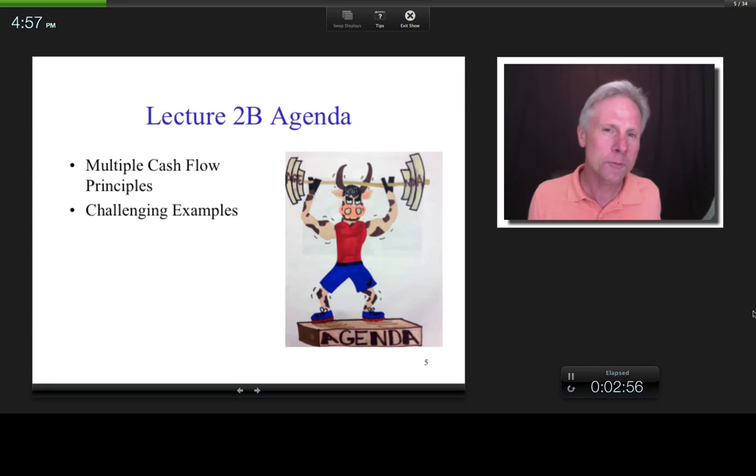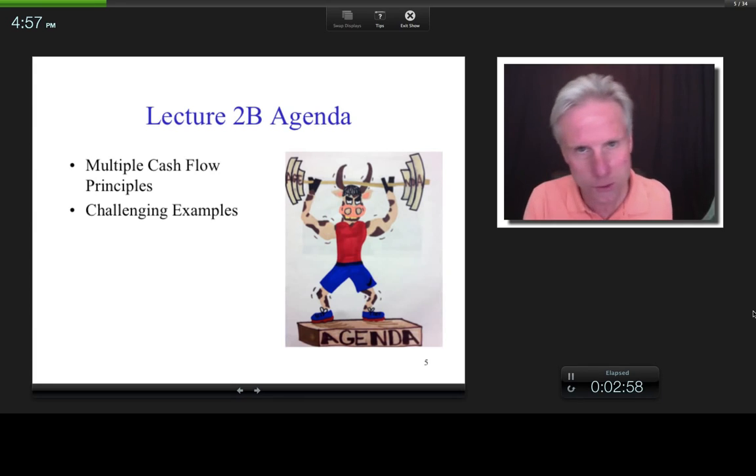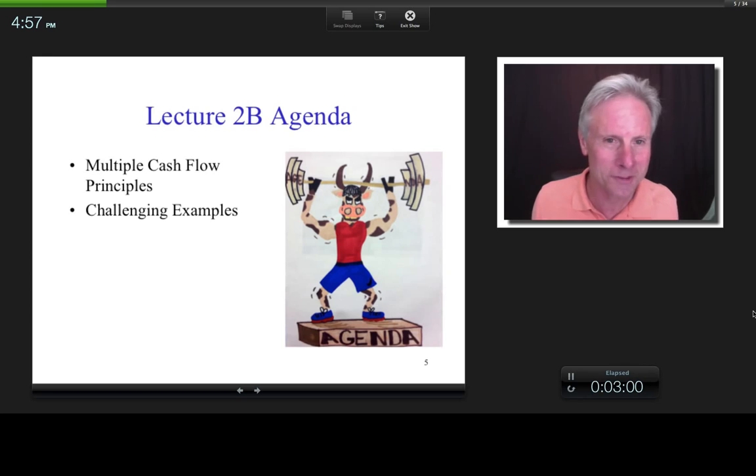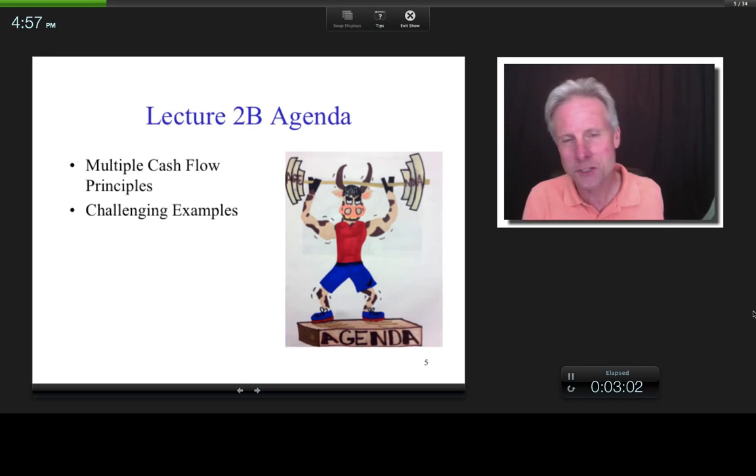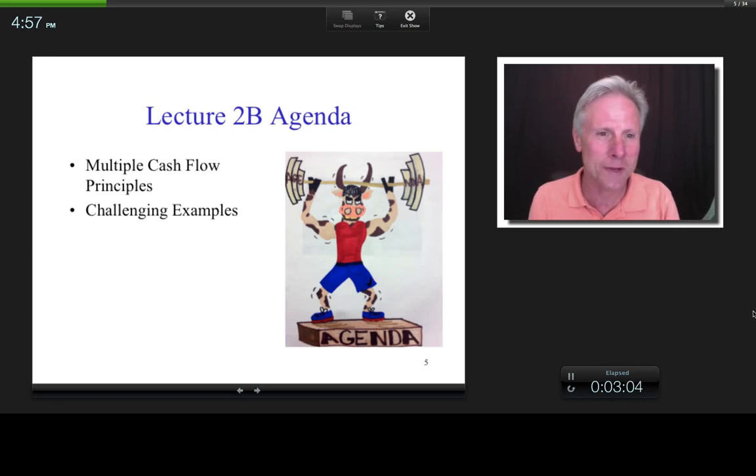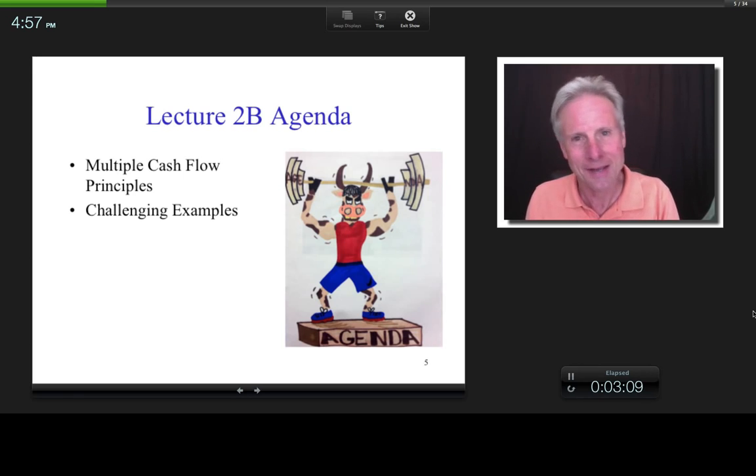Then Lecture 2B builds on 2A. In other words, it's very difficult to understand Lecture 2B unless you have a solid understanding of 2A. This is where I'll get into multiple cash flow principles, and I'll do those two challenging examples that I brought up. So that's where we're headed, and I hope you'll stick with it.